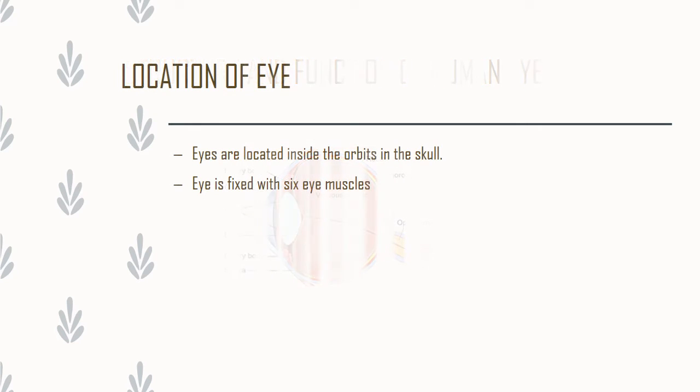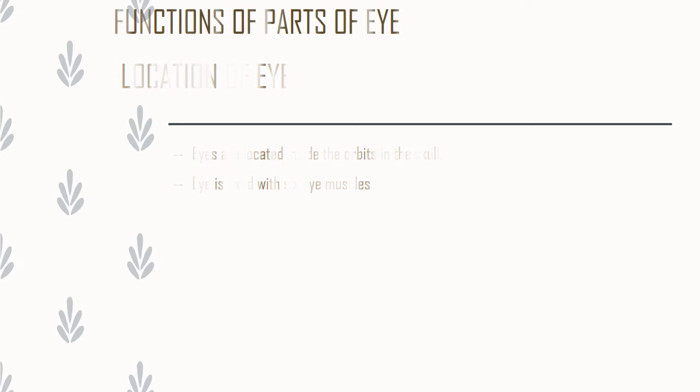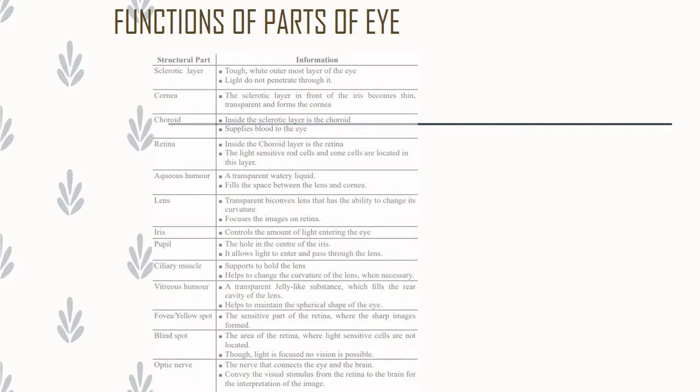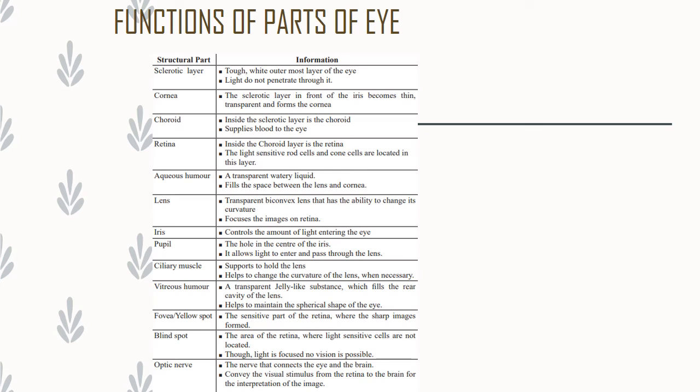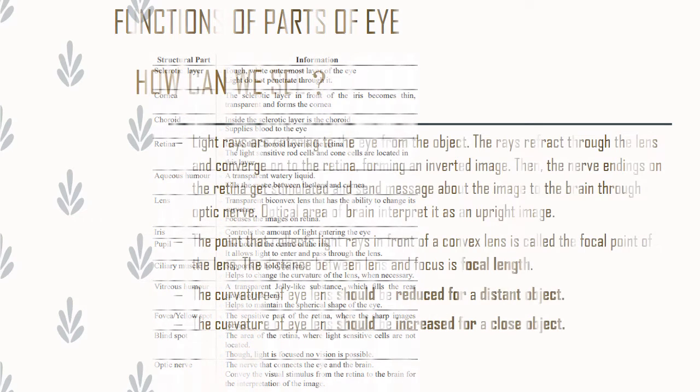How can we see? Light rays enter the eye from the object. The rays refract through the lens and converge onto the retina, forming an inverted image. Then, the nerve endings on the retina get stimulated and send a message about the image to the brain through the optic nerve. The optical area of the brain interprets it as an upright image.